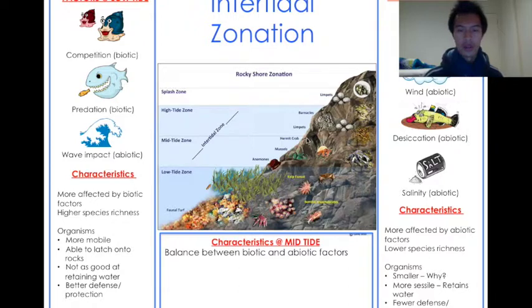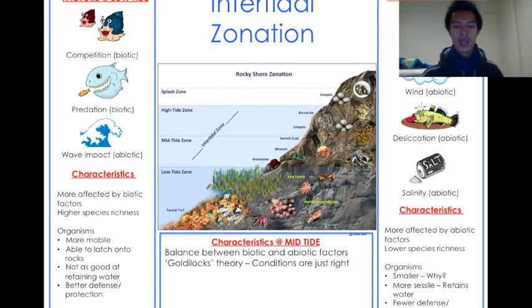Okay. In the mid-tide zone, you get a slightly different combination of the two again. And so it's a balance between both biotic and abiotic factors. And so what you actually find is that they encounter kind of heat stress, wind, desiccation, salinity, and also competition, predation, and wave impact. But all of these factors are mild. They're not extreme factors as they would be at the high tide and at the low tide. And so it's what we call the Goldilocks theory. The conditions here are just right for most organisms to survive.